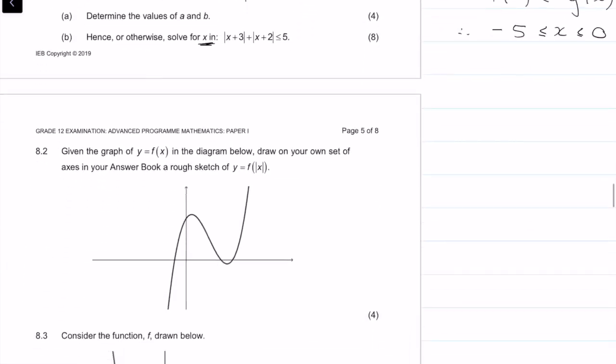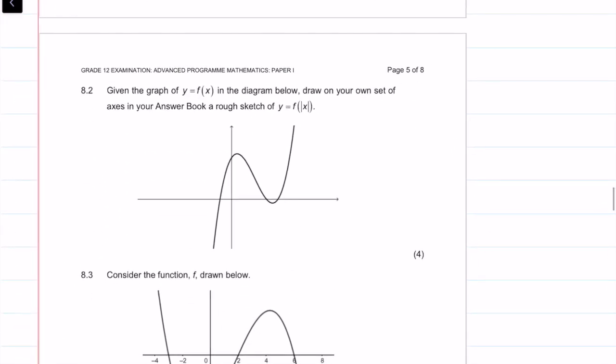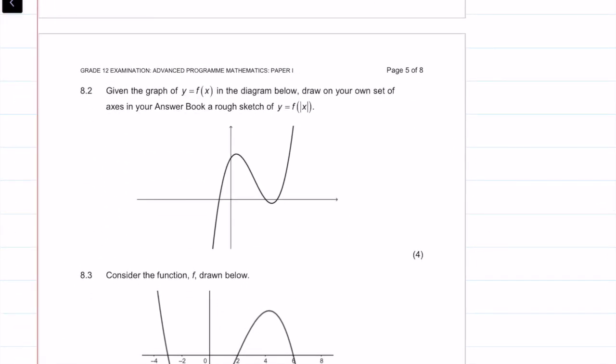So next we move on. Given the graph y equals f of x in the diagram below, draw on your set of axes in your booklet y equals the absolute value of f of x. That is basically telling us to mirror across the axis.